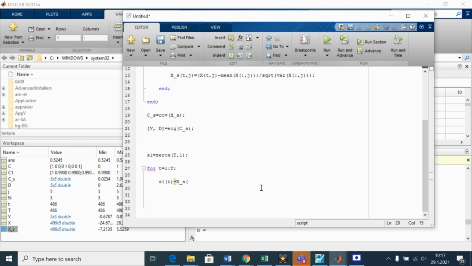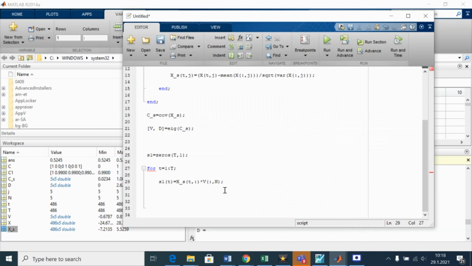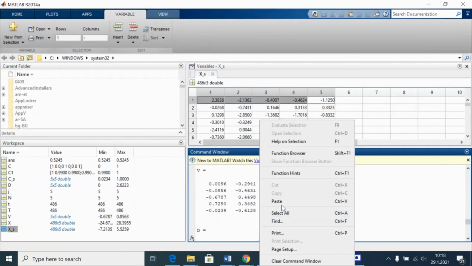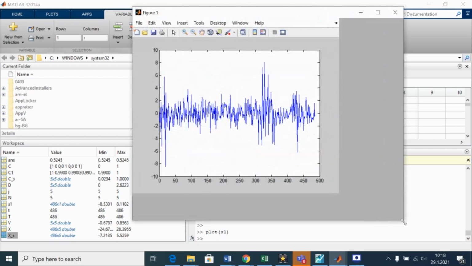So we take the whole row at time point t, and we multiply it with all the entries in the last column, which is the fifth column. We have seen this is the fifth column, and we take all of them. This is exactly what we code here. We do this from the first row until the last row, and we store them in our S1 vector. So we end this loop, and now we can plug it into MATLAB. And now let's plot our time series, our eigenvector. And this is how it looks like.